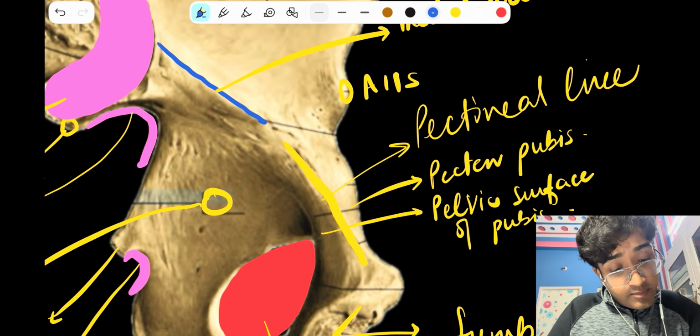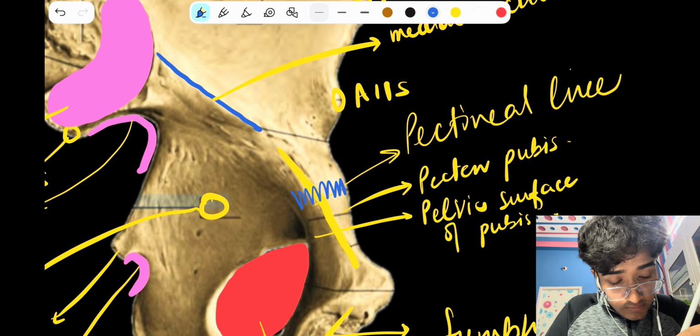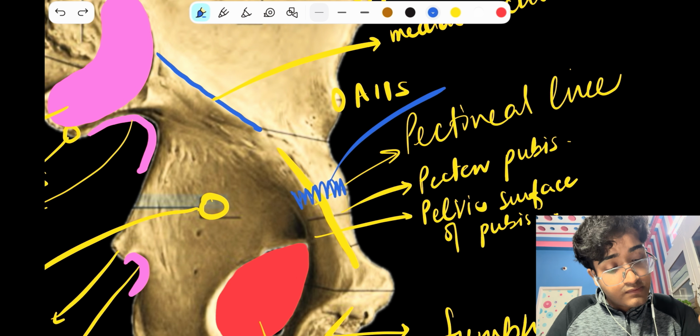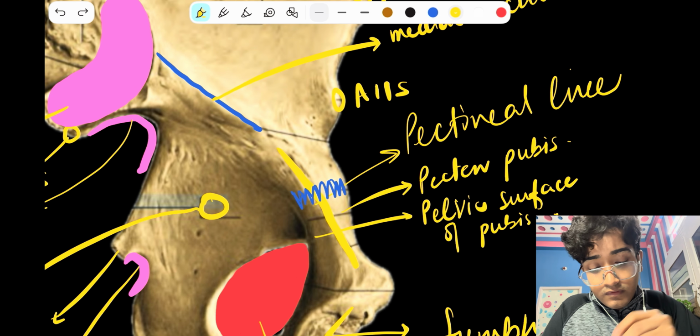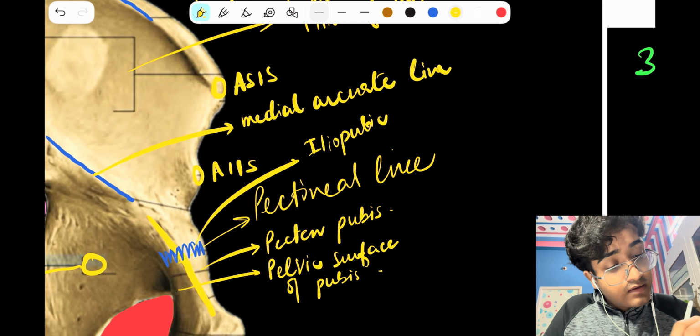Now another demarcation between the ilium and the pubis bone. See this one, but it is in the form of an eminence. So this eminence is known as the iliopubic eminence.